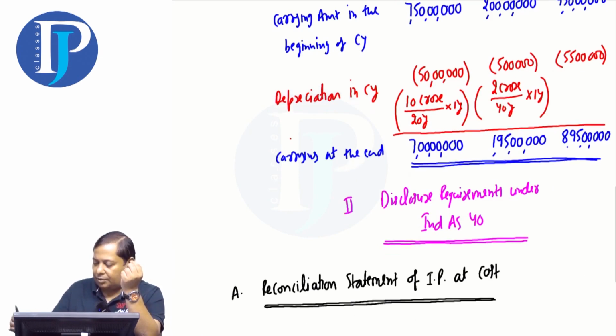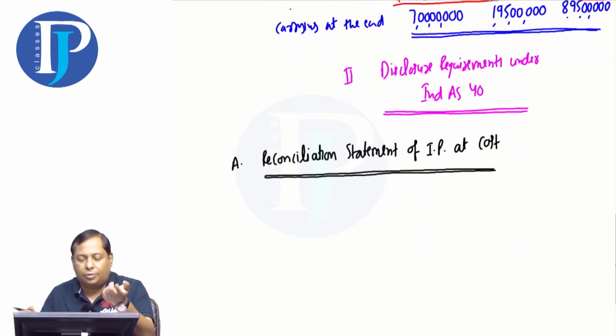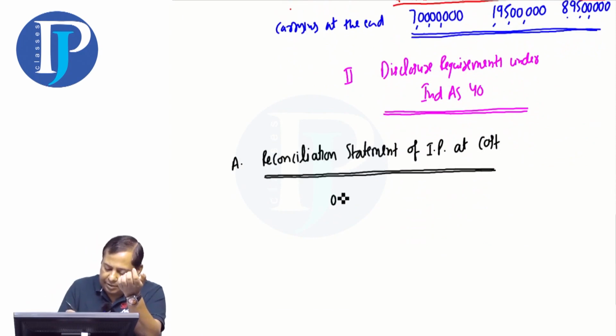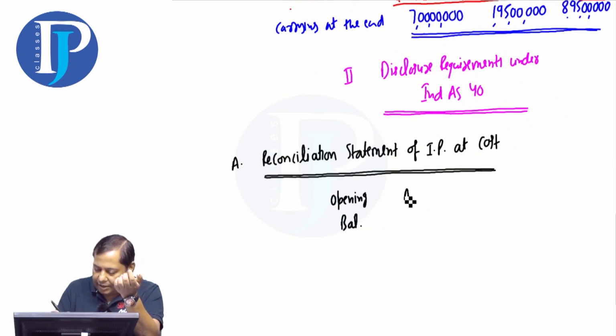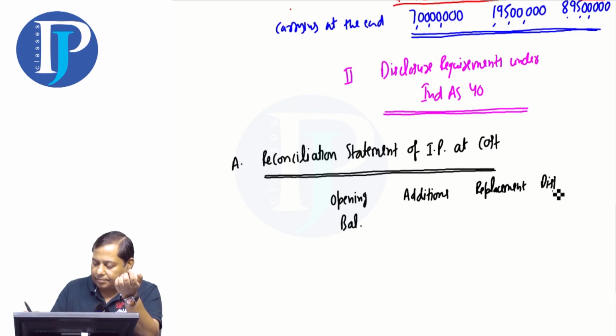We'll show the depreciation separately. We'll show the property separately. So, first of all, we are going to show the opening balance. Then we'll write the additions, replacements, disposals, and closing balance.